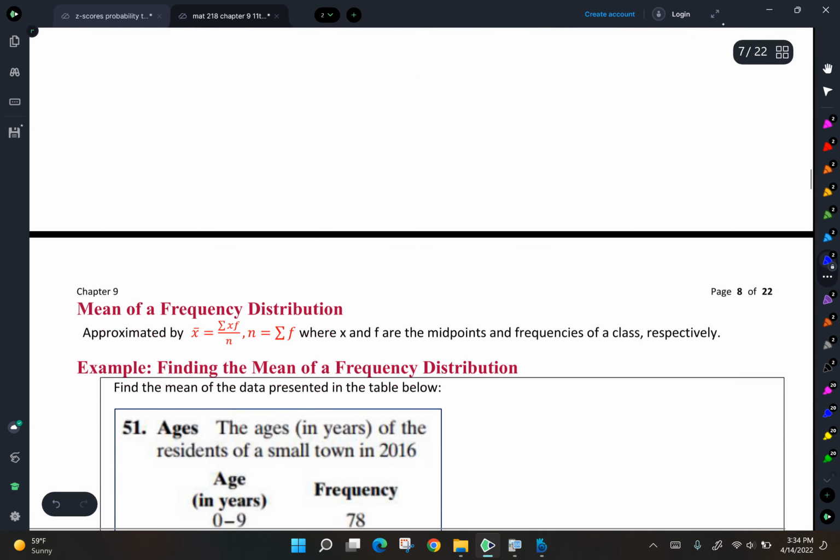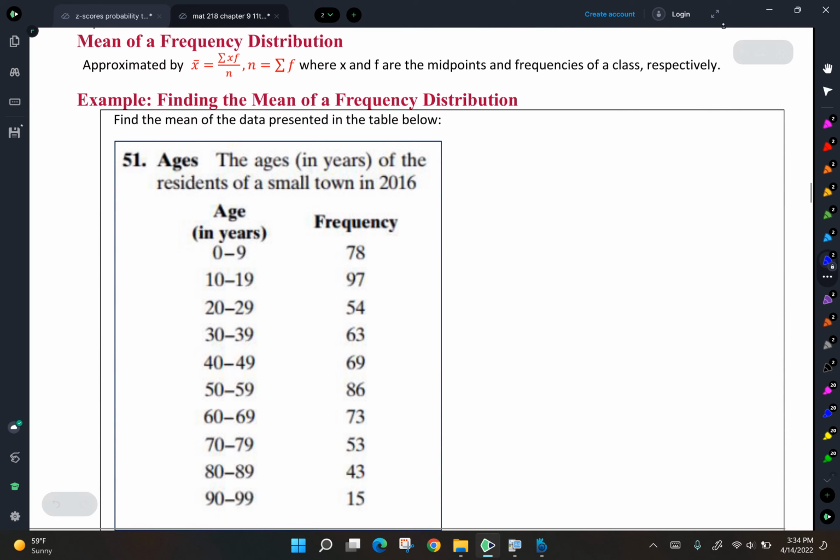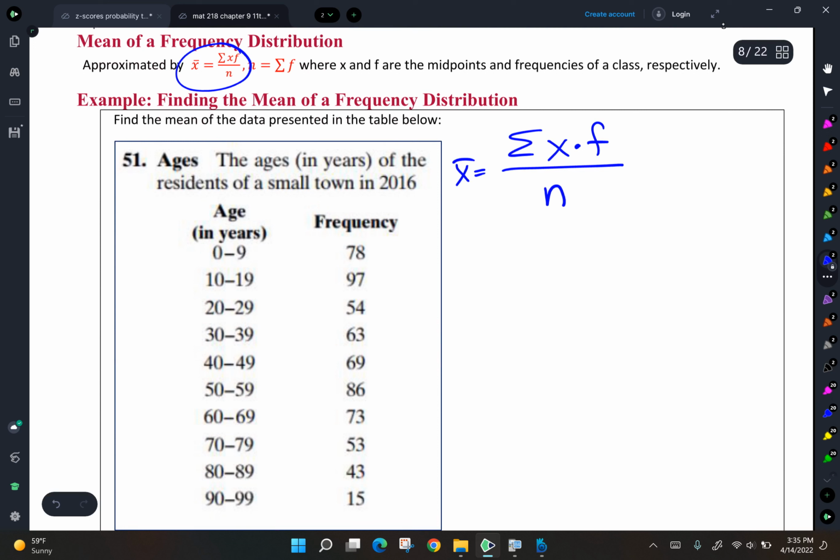We also sometimes run into frequency distributions where we need to find the mean. Okay? Now, the way that we find the mean of a frequency distribution is we're going to use this formula right here, where X bar, the mean, is equal to the sum of the X's times the frequency divided by N. Now, this N in the denominator is our total number of data points.